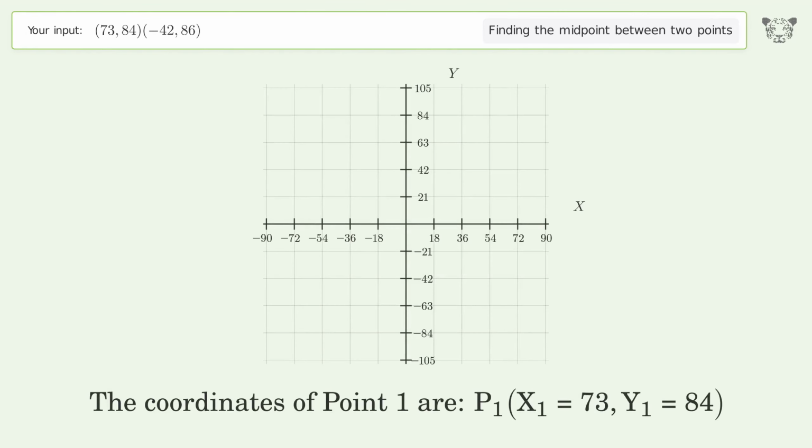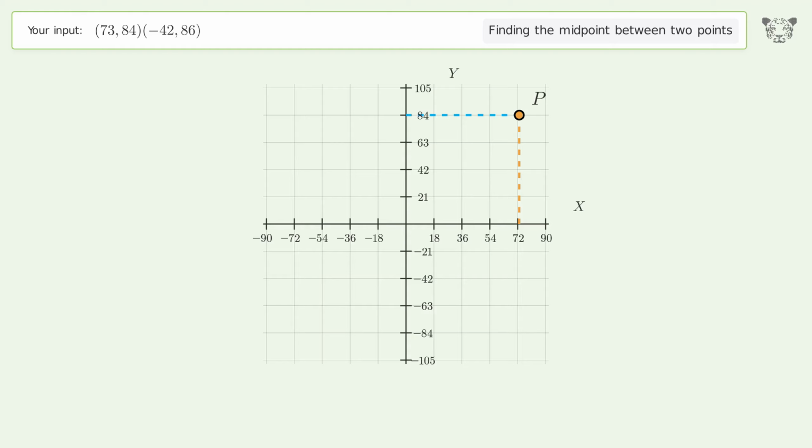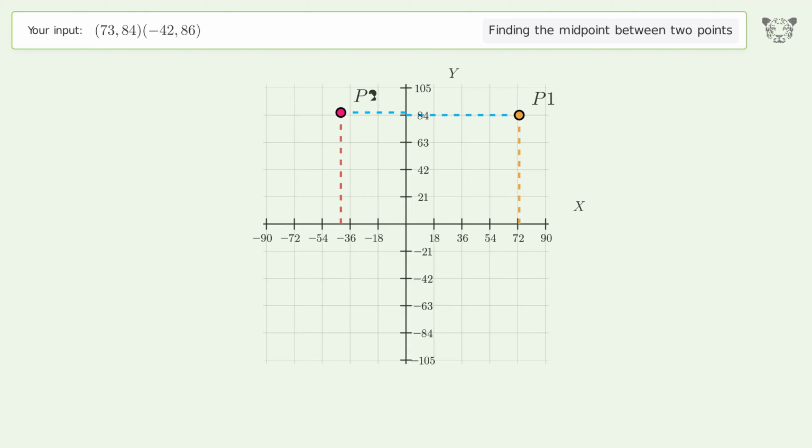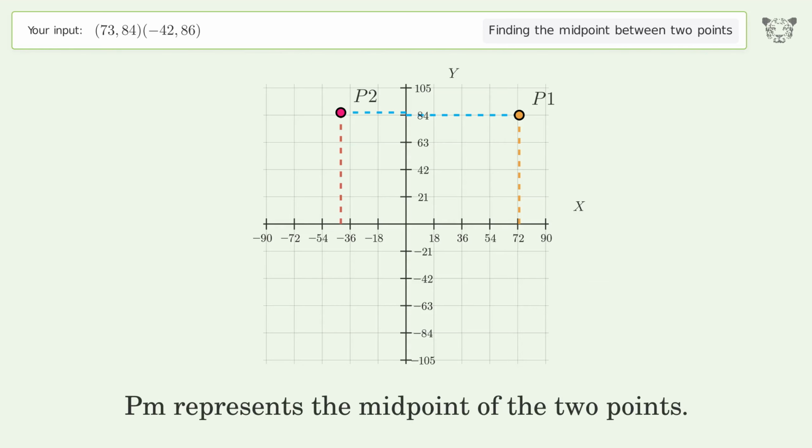The coordinates of point 1 are x1 equals 73, y1 equals 84. The coordinates of point 2 are x2 equals negative 42, y2 equals 86. PM represents the midpoint of the 2 points.